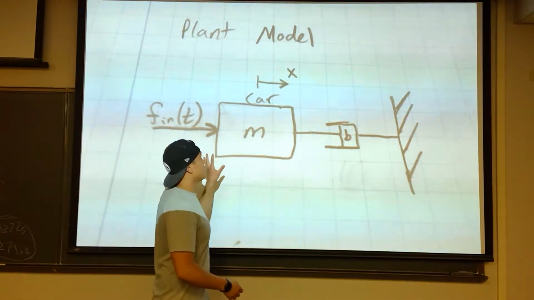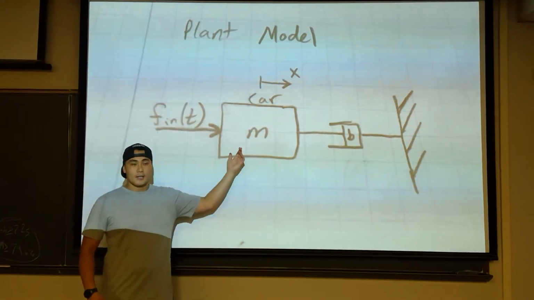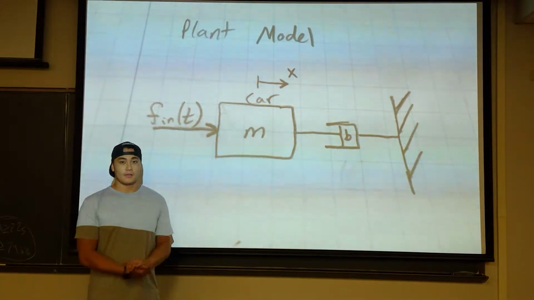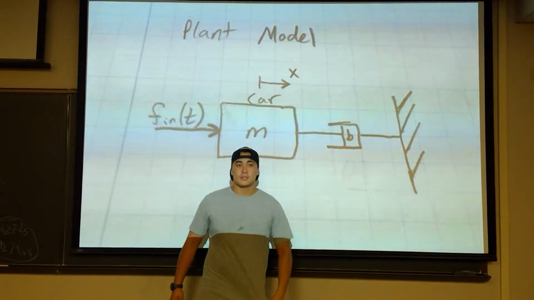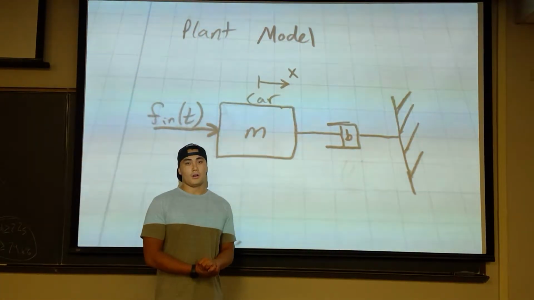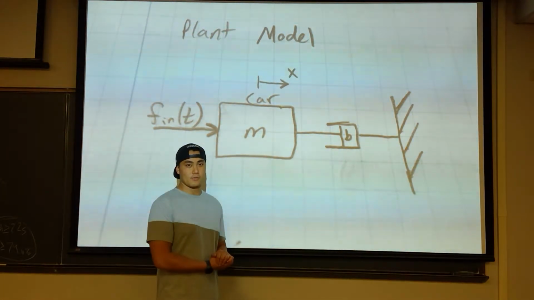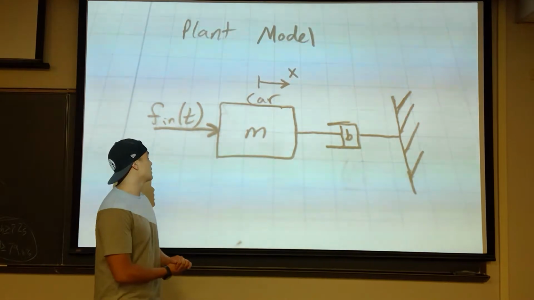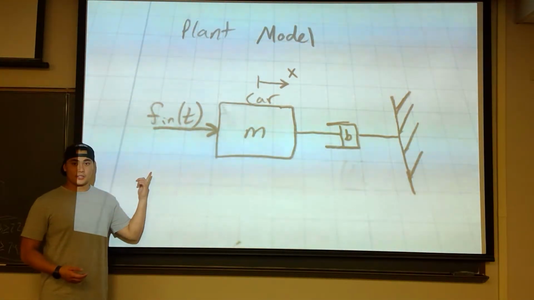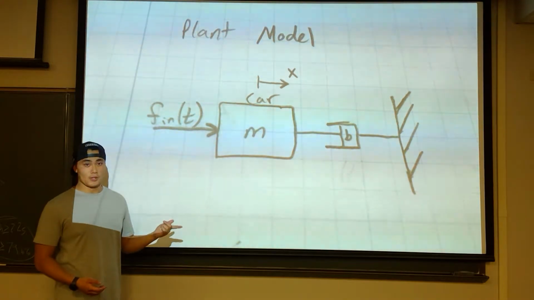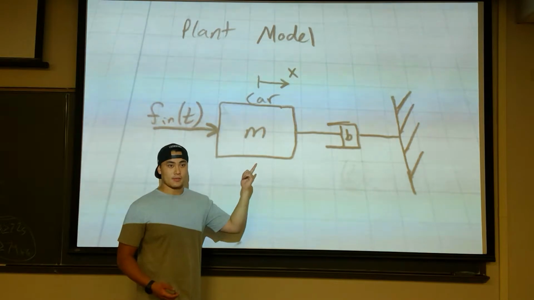Here is a simplified plant model for our system. The M block stands for the mass of our vehicle. The B block is representative of all the damping forces such as drag forces and the friction forces that were on the previous picture. For our model, we have a force as an input for our motor of our vehicle, and we have X as the distance for the output.